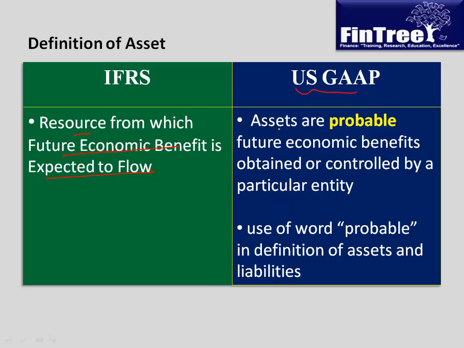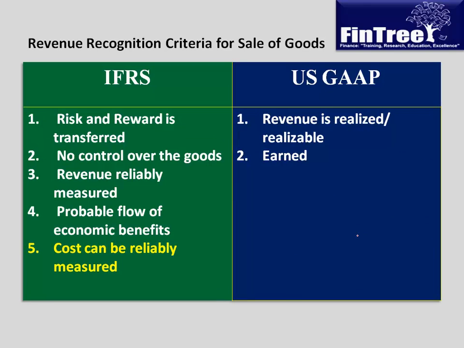Whereas in US GAAP, assets are probable economic benefits obtained or controlled by a particular entity. Okay, so again, for the CFA Level 1 or Level 2 exams, I would not try to remember these definitions. But what you might want to remember is the fact that US GAAP uses the word probable in the definition of assets and liabilities. Let us move on further.